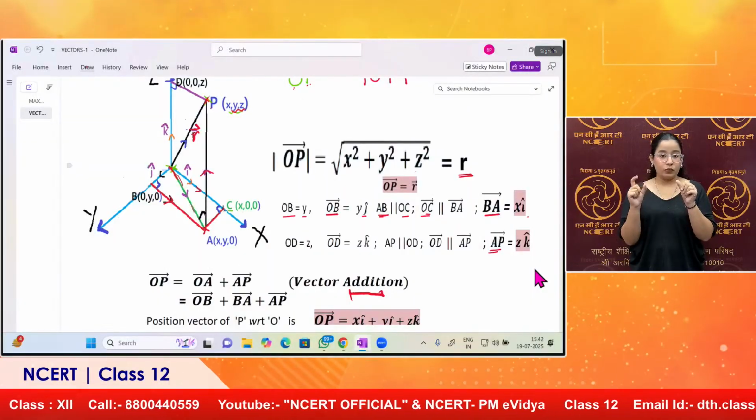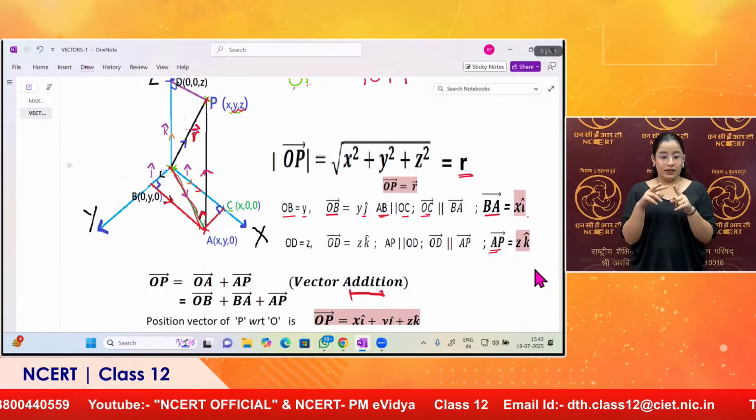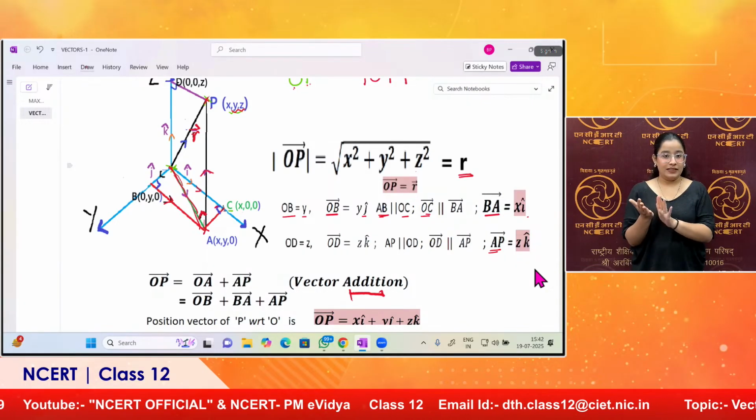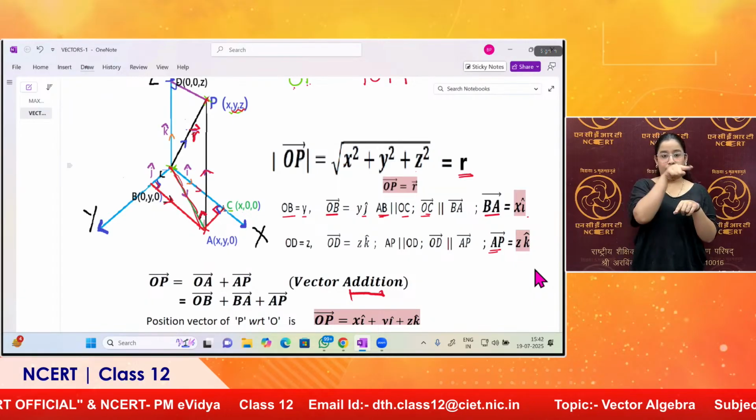This is O to A and A to P. They form a right angle. That's the reason why I put this symbol. It represents a right angle triangle. So this is also a right angle triangle.